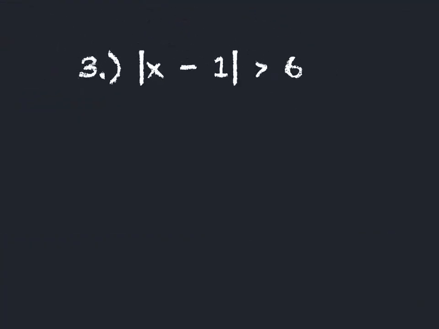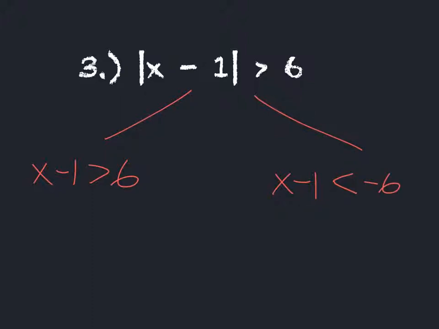Let's do number 3. We have absolute value of x minus 1 is greater than 6. So we're going to split this up, just like we did this morning with equations. And the first inequality is going to be exactly the same. x minus 1 is greater than 6. But the second inequality, we're going to keep the x minus 1 part, switch the inequality symbol, so flip it over to less than, and then switch the 6 to a negative 6. Okay? And we would solve both of these inequalities. So we add 1 on both sides, add 1 on both sides, and we would get x is greater than 7, or x is less than negative 5.